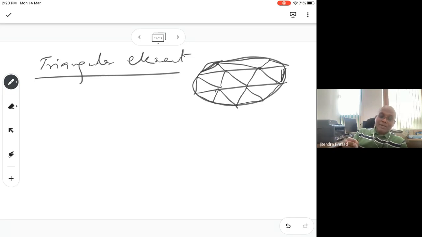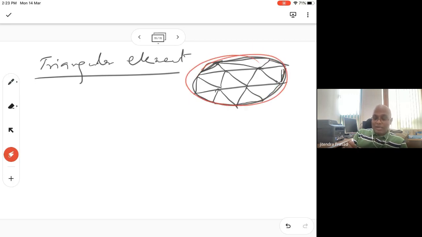So you can make an element like this, a triangular element. In order to solve that problem, you can discretize the domain into triangular elements. Okay, so if that is the case, then maybe we are talking about a very small problem, for example. Or let's say this is the whole domain.